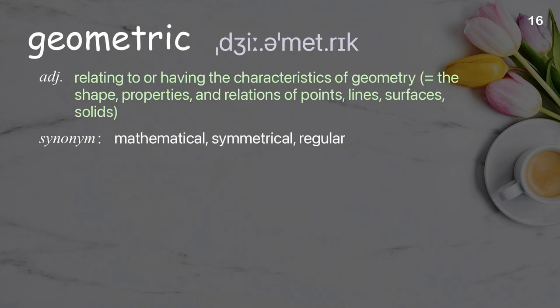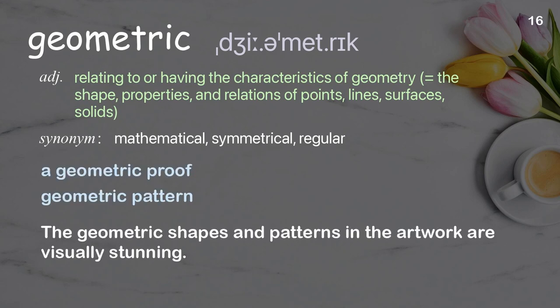Geometric. Relating to or having the characteristics of geometry, the shape, properties, and relations of points, lines, surfaces, solids. Examples. A geometric proof. Geometric pattern. The geometric shapes and patterns in the artwork are visually stunning.